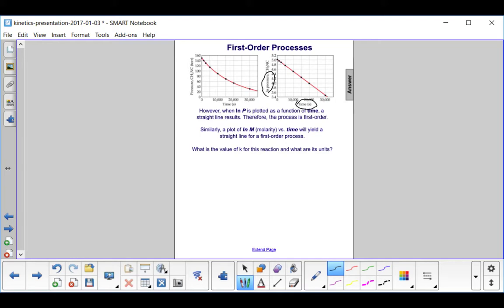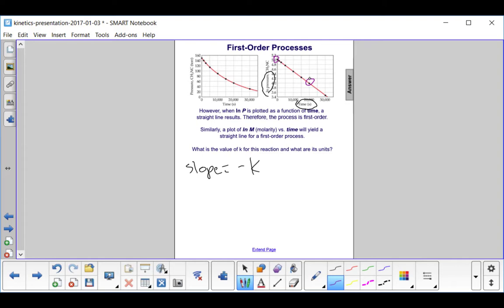So remember that the slope is equal to minus k. We need to find the slope of this line in order to find the value of k and determine the units. In order to find the slope, we just need to pick two data points on this line. I chose this one at time 0 and this one at time 20,000 seconds.